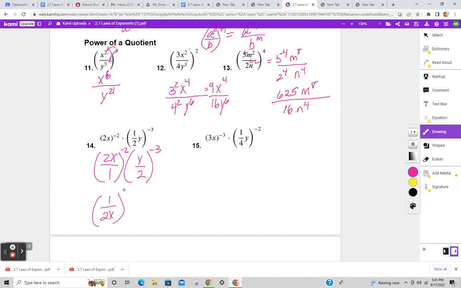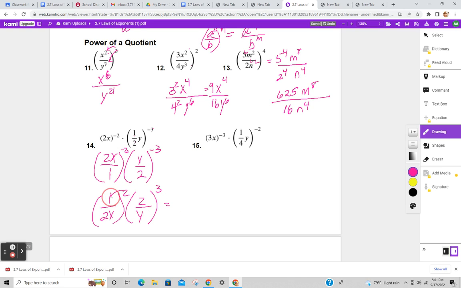2x raised to the 2nd power. I flip-flop these, change the sign of the exponent, flip-flop these, numerator and denominator. I'll have 2 over y raised to the 3rd power. I think this makes it a little bit easier. And now we can simplify that.